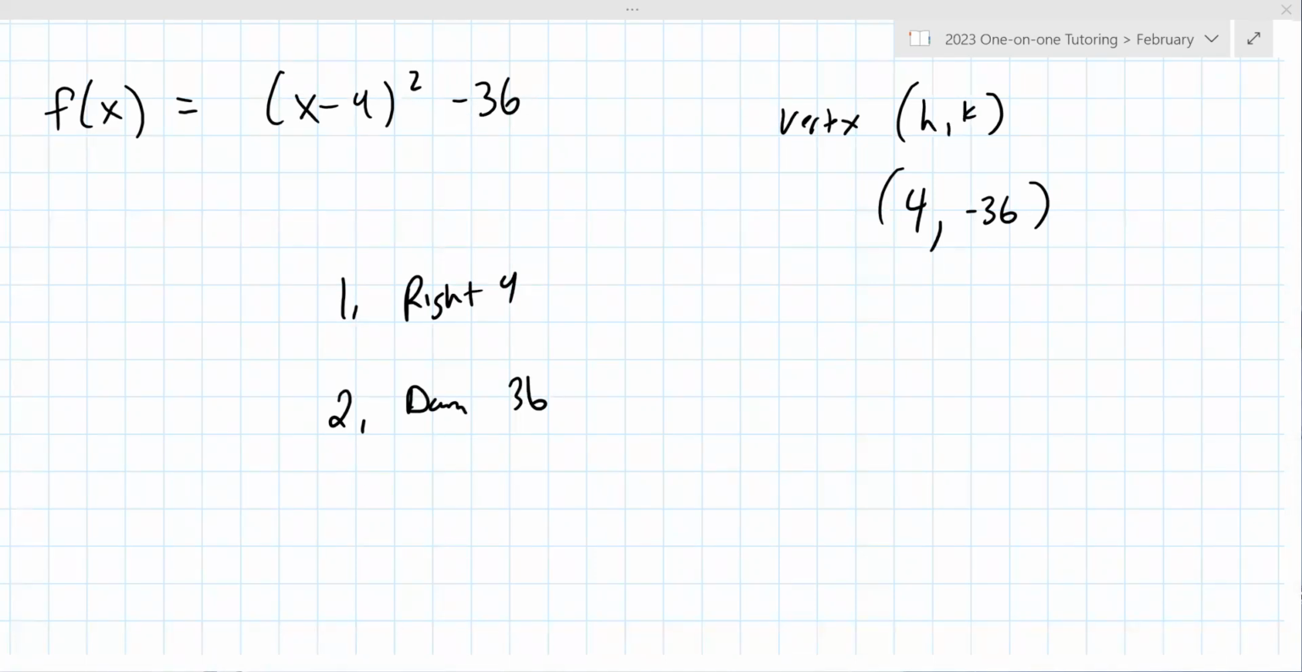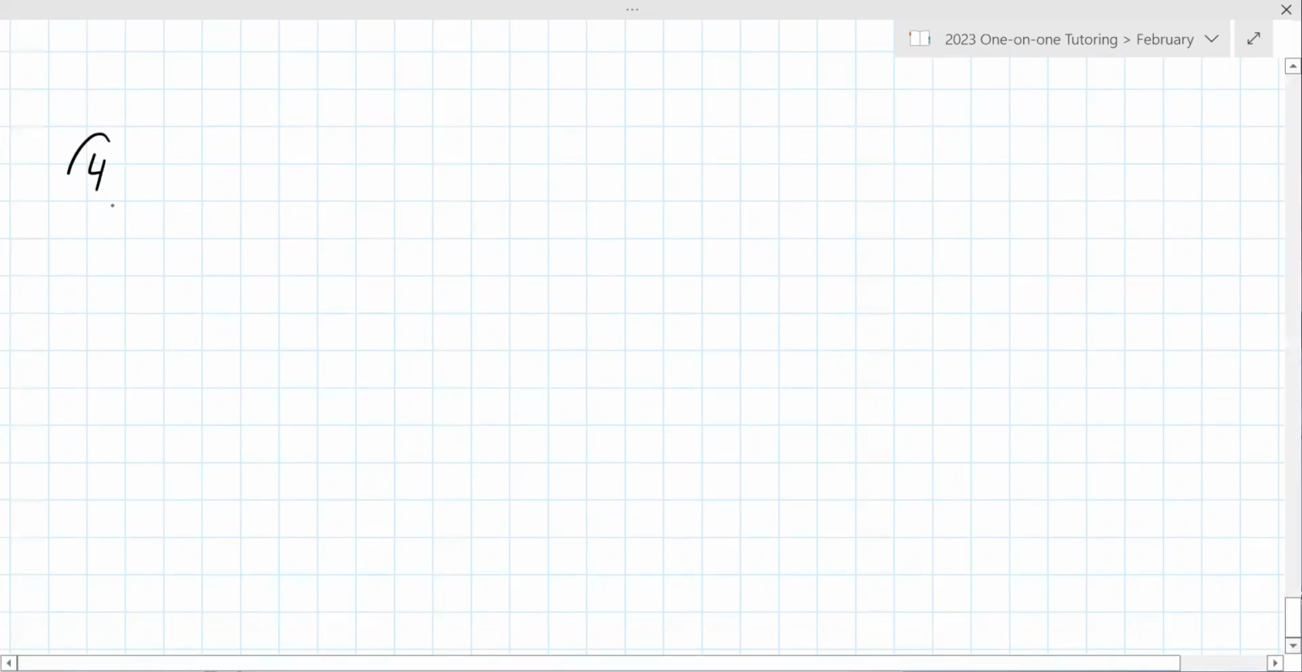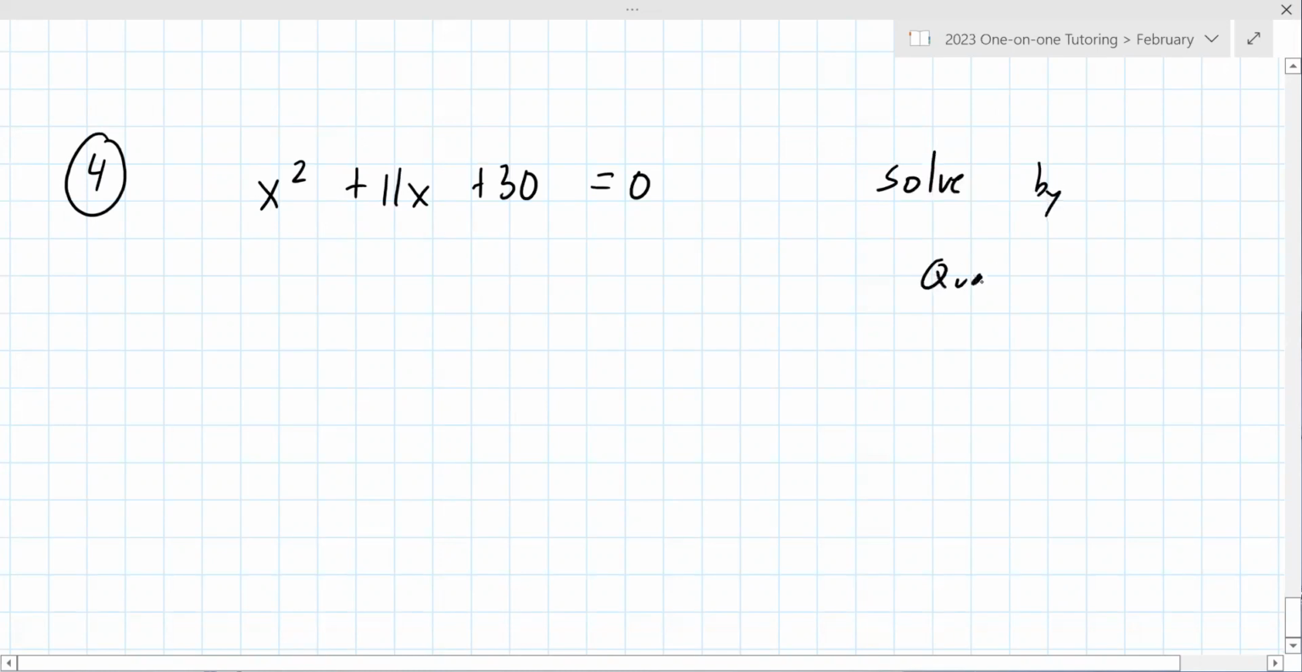I don't remember if we did this one last time or not, but we're going to start with number 4. Quadratic formula: x squared plus 11x plus 30 equals 0. It will probably say to solve by quadratic formula. First thing you have to do is identify A, B, and C. These are the numbers in front of the variables. Do you remember what A, B, and C are? Yes, I do.